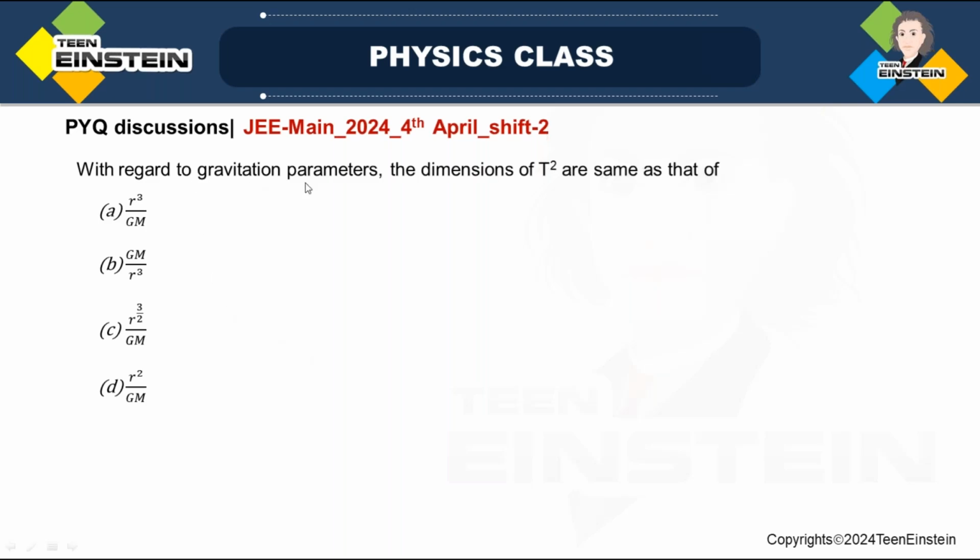With regard to gravitational parameters, the dimensions of t square are same as that of. See the options here. G is the universal gravitational constant, R is the distance, and this m, let us say that is the mass of R. So in these three terms, like which expression among these four, or which quantity among these four will give you the dimension of square of time?